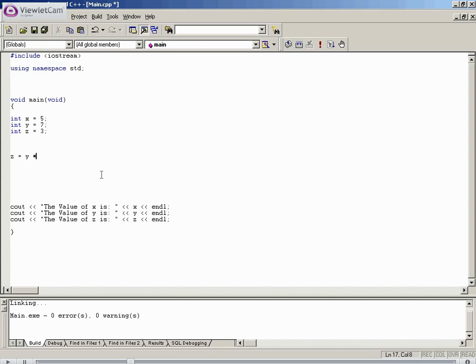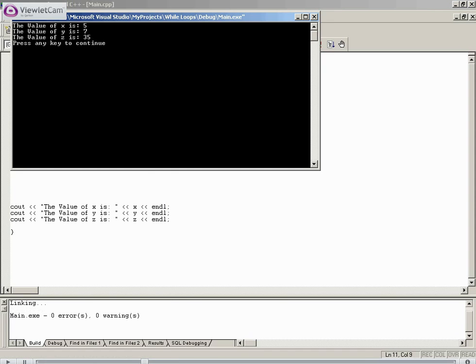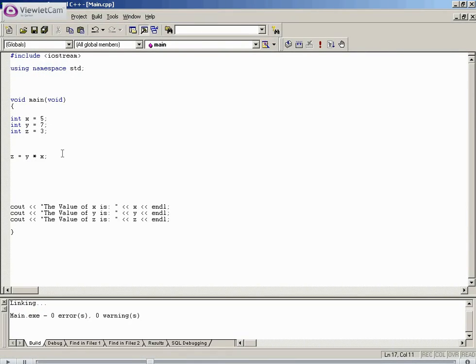So, okay, let's say x equals 5, y equals 7, and z equals 3 to start off with. Okay then, let's say that z equals y multiplied by x. So hopefully the values of x and y won't change, but the value of z should be 7 times 5, which will be 35. As you can see, 35, 5 and 7.